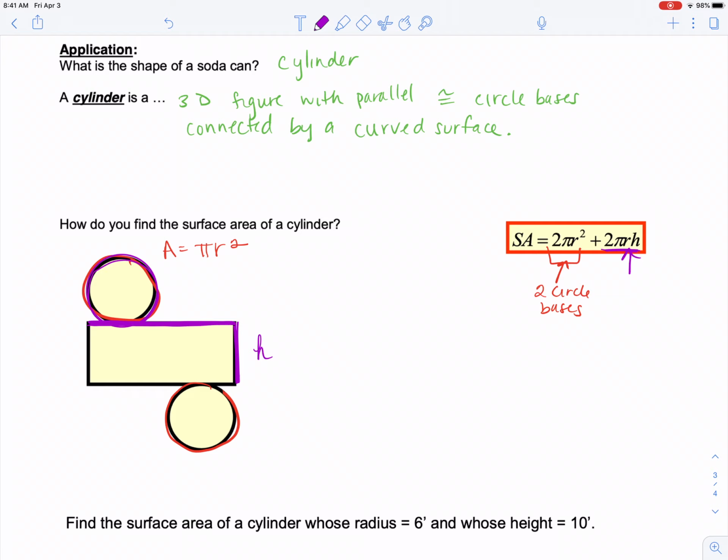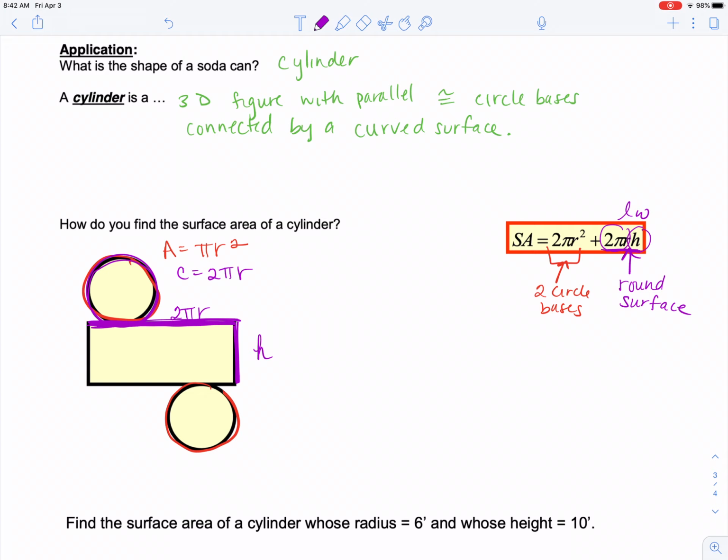So circumference of the circle is 2 pi r. So that is the circumference of the circle, also the length of that rectangle. So here the 2 pi r and the h is like length times width. This is the round surface area.